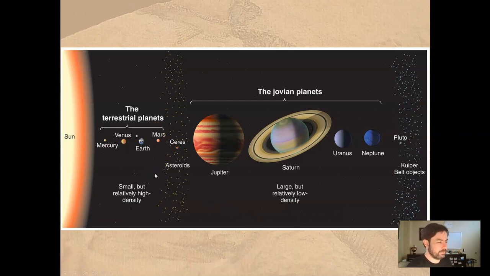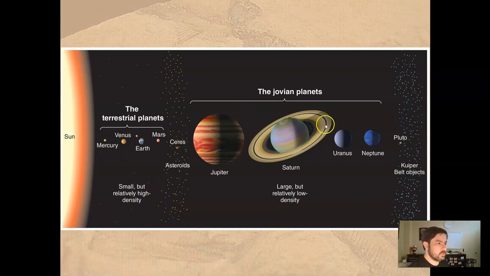Distance-wise, it's pretty hard to imagine how far away these things are from the sun. Look it up, look at videos. It's kind of mind-boggling, but this is just size-wise. But again, we have the inner terrestrial planets. These are rocky. These are all solid surface. They're small but relatively high density, solid rocky stuff.